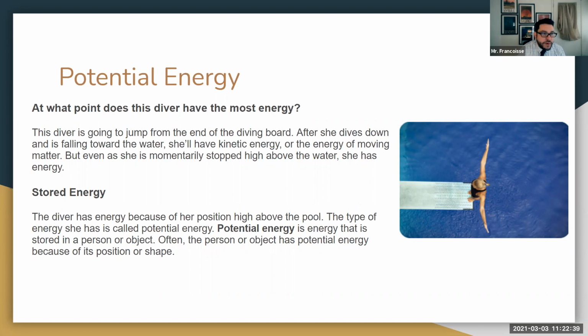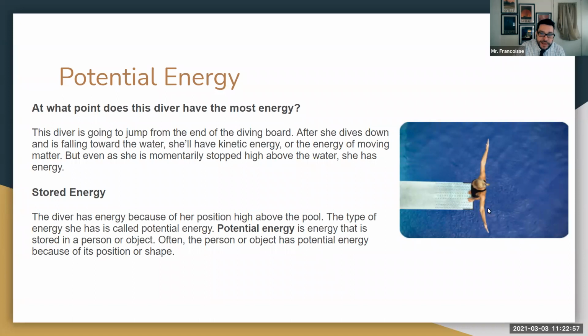So this went with our warm-up question yesterday. Yesterday, I asked you guys where a roller coaster has more energy. It could be at the top of the hill or the bottom of the hill. And we were kind of split between the two. But a lot of you said towards the top of the hill, it had a lot of energy. And this is what we're talking about with potential energy.